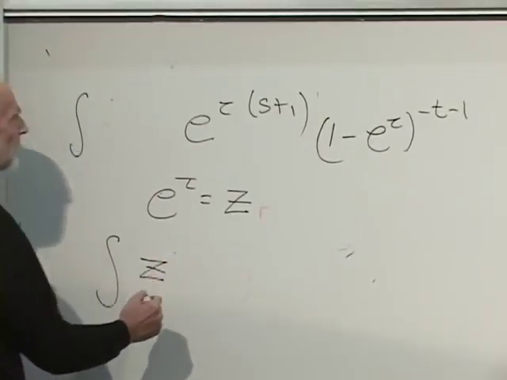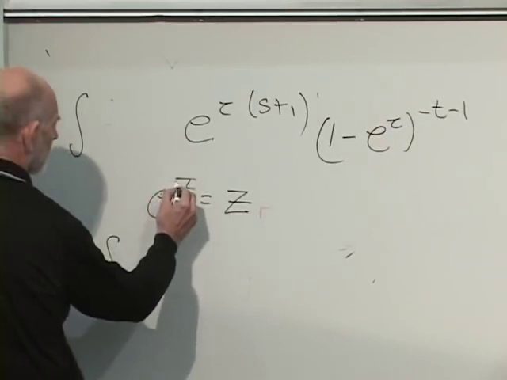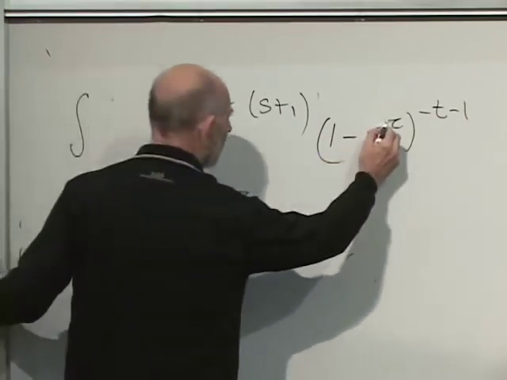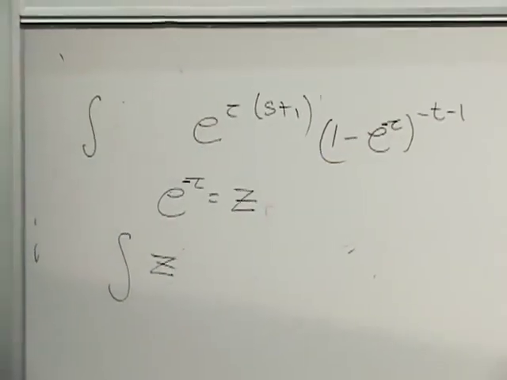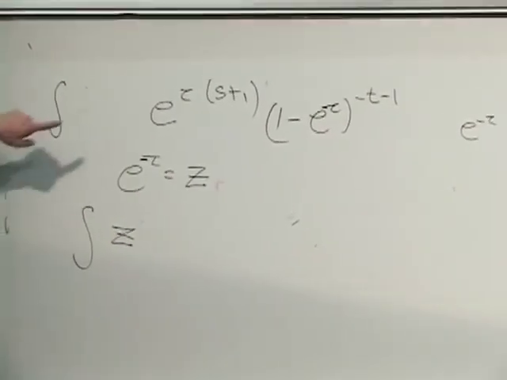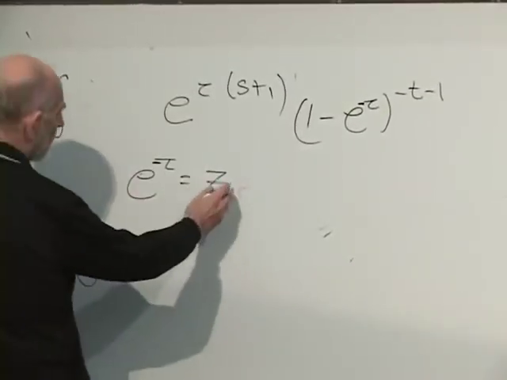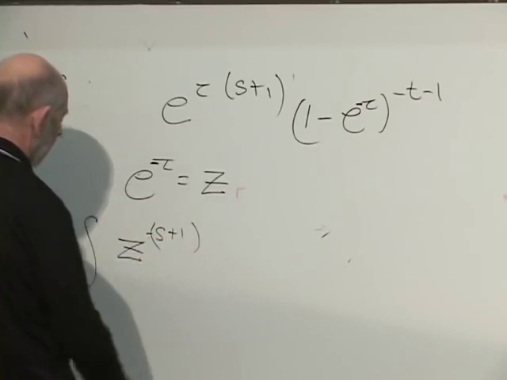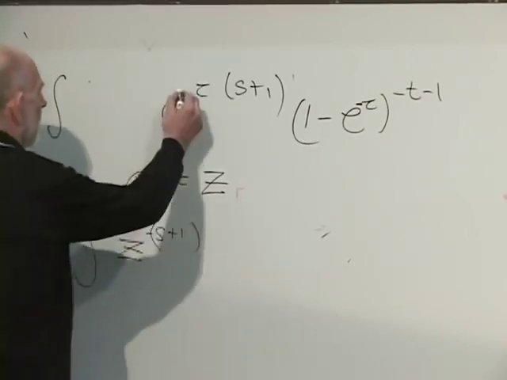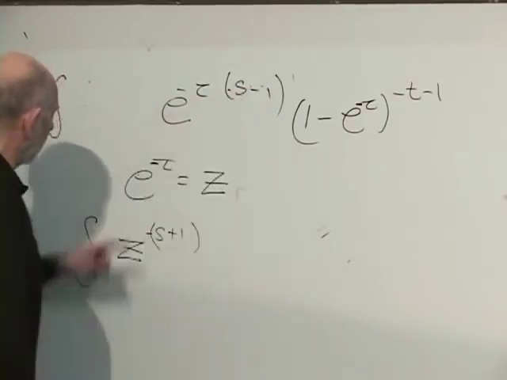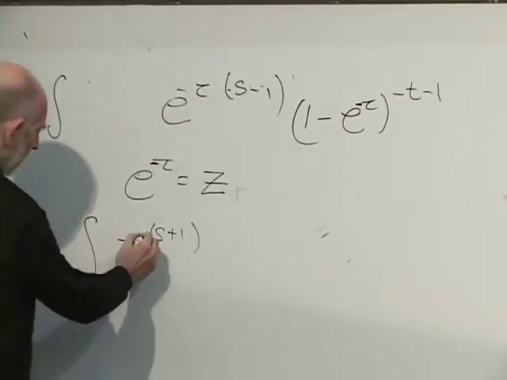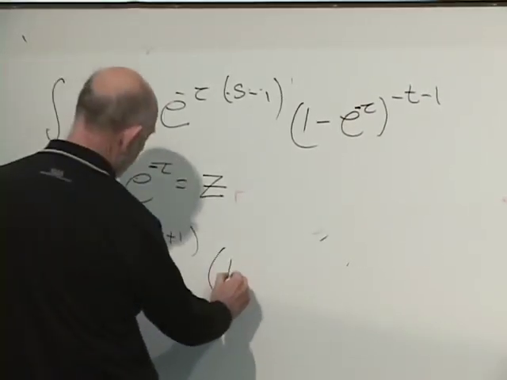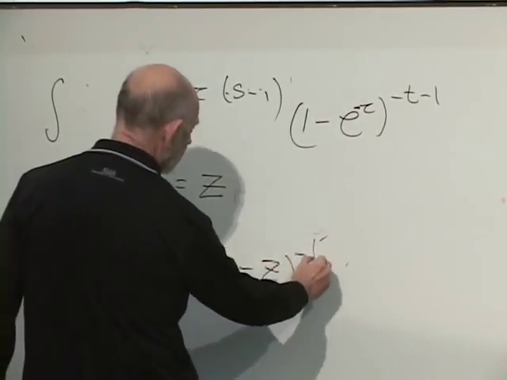And now rewrite this. E to the tau is z, so this becomes an integral of z. I'm missing some minus sign. No, e to the minus tau must be there. This thing just becomes z to the minus s plus 1. Minus minus e to the minus tau is z by definition, just a change of variables. What about 1 minus e to the minus tau? That becomes 1 minus z to the minus t minus 1.